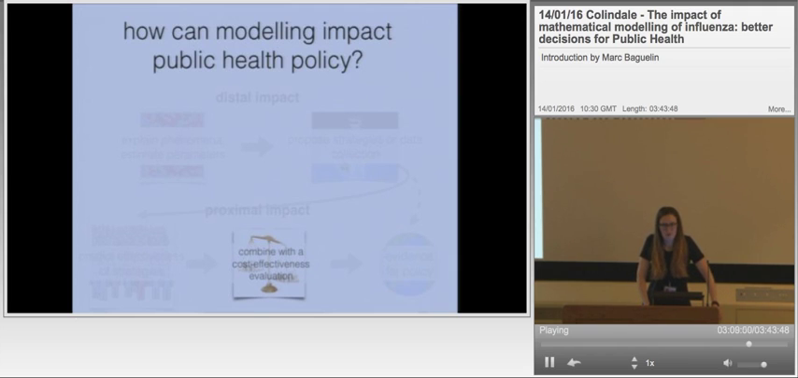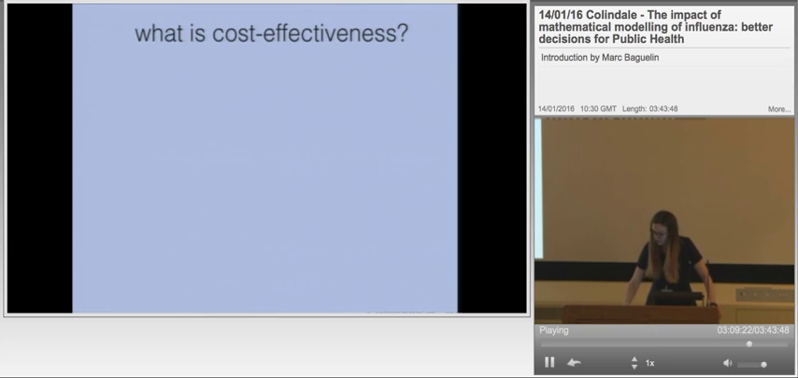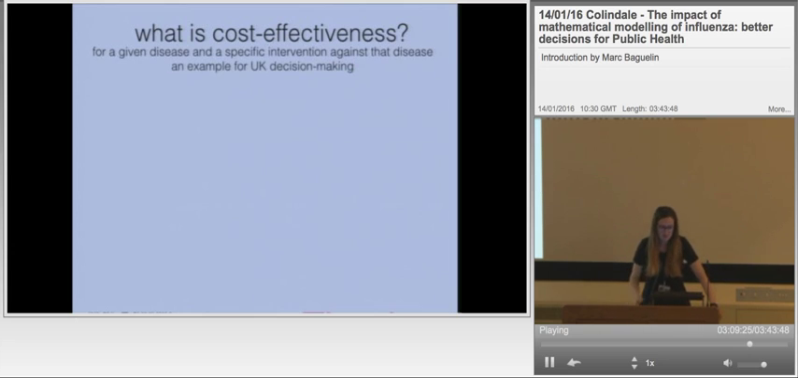So a lot of people in the audience will know what cost effectiveness is, but for those who don't, I just want to give a minor detour just to explain what we mean by cost effectiveness, because it's terribly important in transferring modelling decisions into actual policy, at least in the UK. So what do we mean by cost effectiveness? Well, I'm going to be talking about a given disease for a specific intervention. I'm going to be talking about the UK decision-making process, because cost effectiveness is particularly important in the UK, each nation might have their own criteria for decisions.